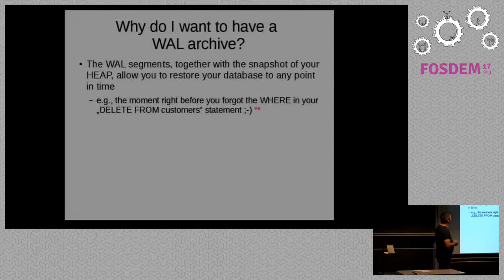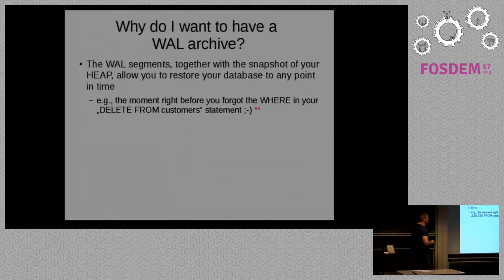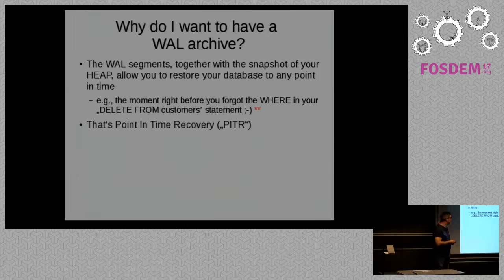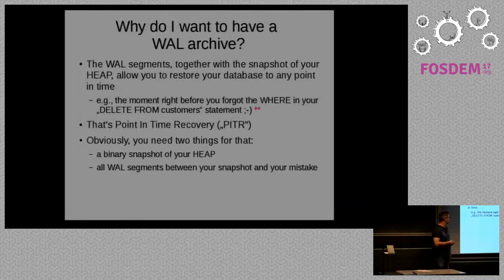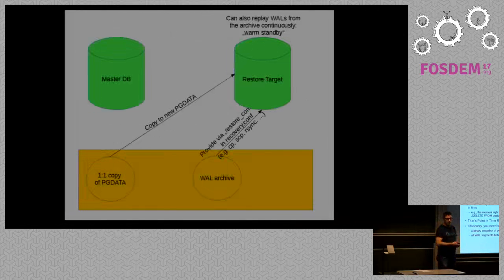Delete from customers. Among other things, the WAL archive will allow you, together with that snapshot down here, to do a point-in-time recovery. A PITR, pain in the rear, not. And for that, obviously, you need the snapshot and all WAL segments, so everything that happened inside the database since you last took that backup. Okay, make sense? Good.